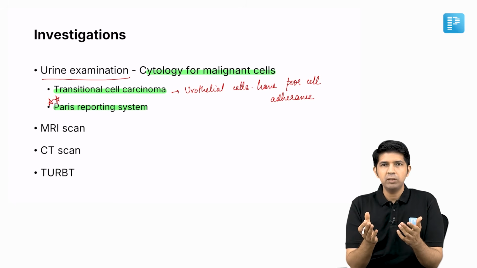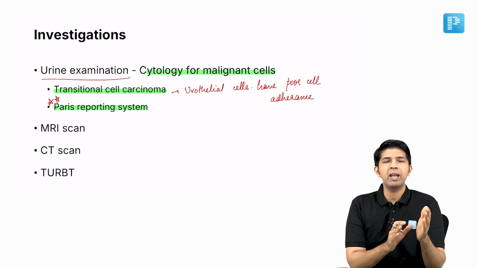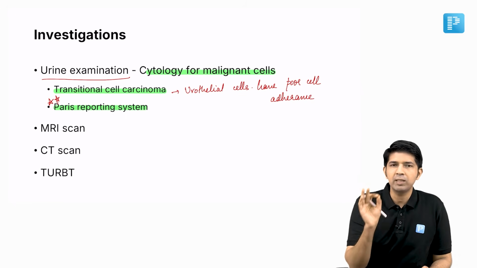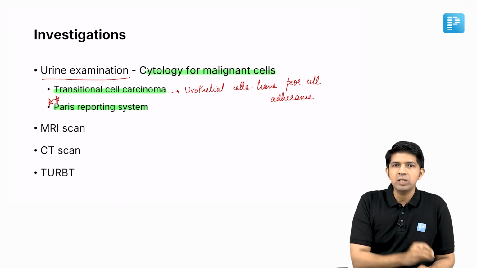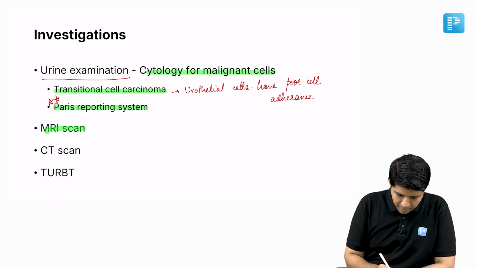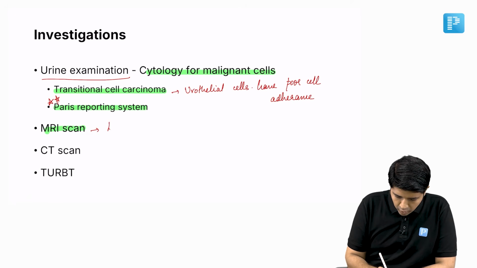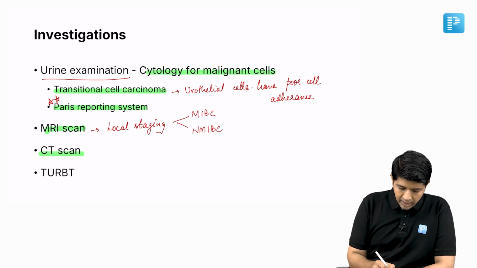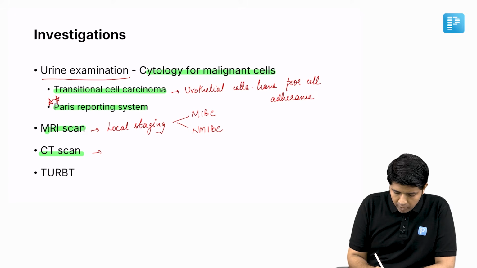Now, if given an option, which is a better investigation between an MRI and a CT to look for invasion of the muscle? Now, muscle is a soft tissue, correct? So in such a scenario, the best investigation will become an MRI. MRI is the best for local staging. Why? That is because we are trying to differentiate between a muscle invasive bladder cancer and a non-muscle invasive bladder cancer. CT scan is basically to look for spread to lymph nodes.